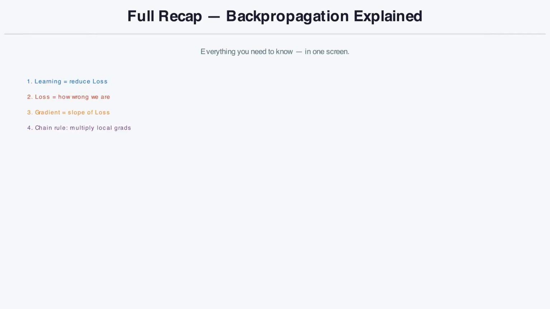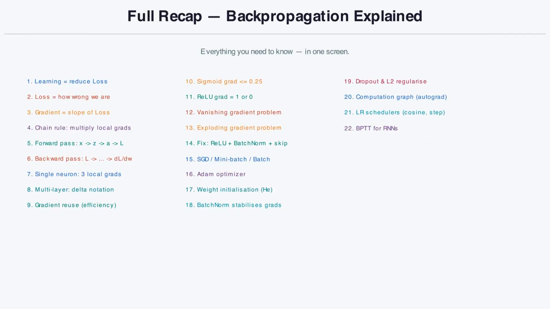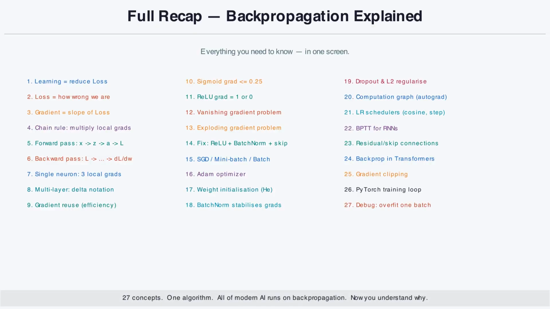Let us recap all 27 concepts we covered. 1. Learning means reducing loss by adjusting weights. 2. Loss measures prediction error. 3. Gradient is the slope of loss. 4. Chain rule multiplies local derivatives. 5. Forward pass computes and stores activations. 6. Backward pass flows gradients right to left. 7. A single neuron needs 3 local gradients. 8. Multi-layer backprop uses delta notation. 9. Gradients are reused, that is the efficiency.